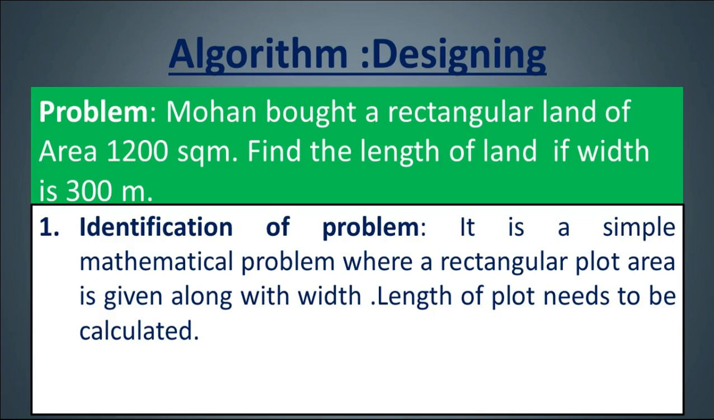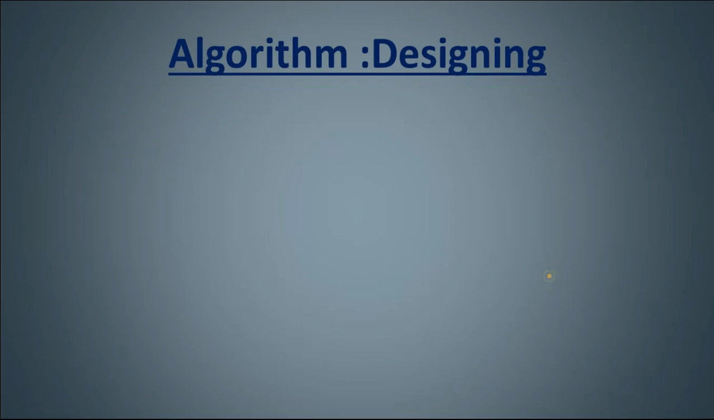This is a simple mathematical problem where the area is given to you, the width is also given to you, and the name of a person, Mohan, is also given to you. But what do we have to calculate? The length we have to calculate. After analyzing the data, what will the second step be?